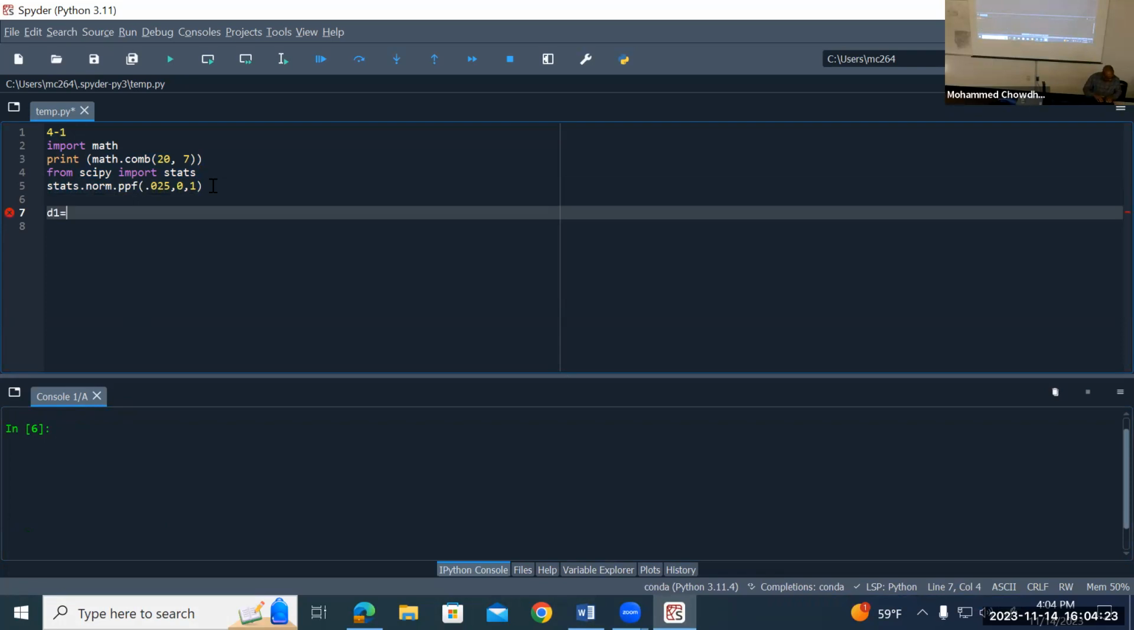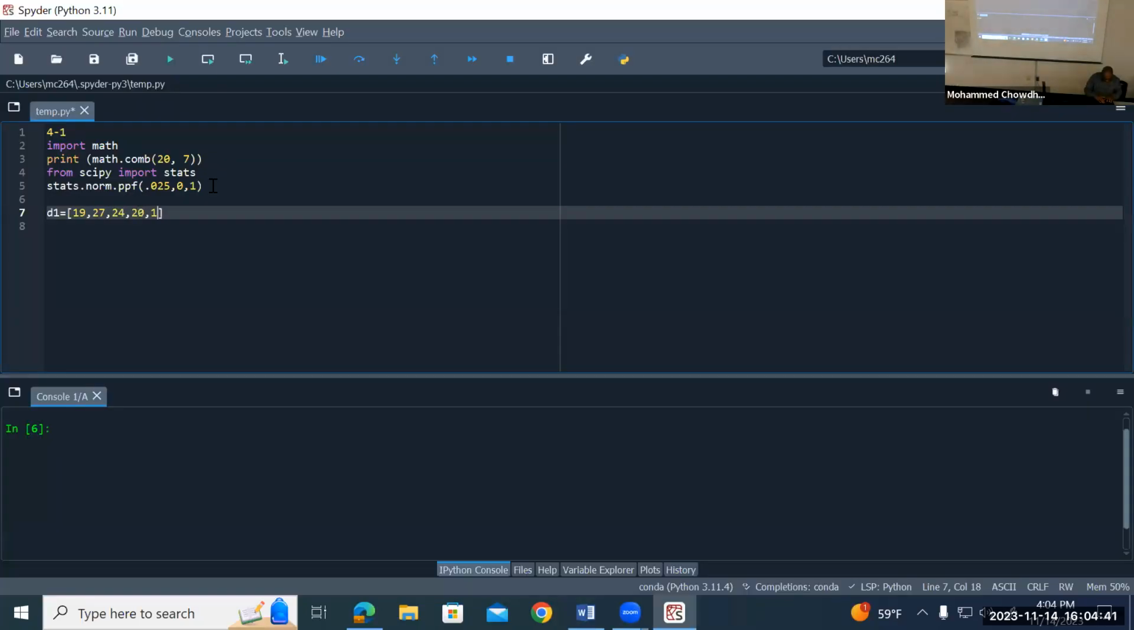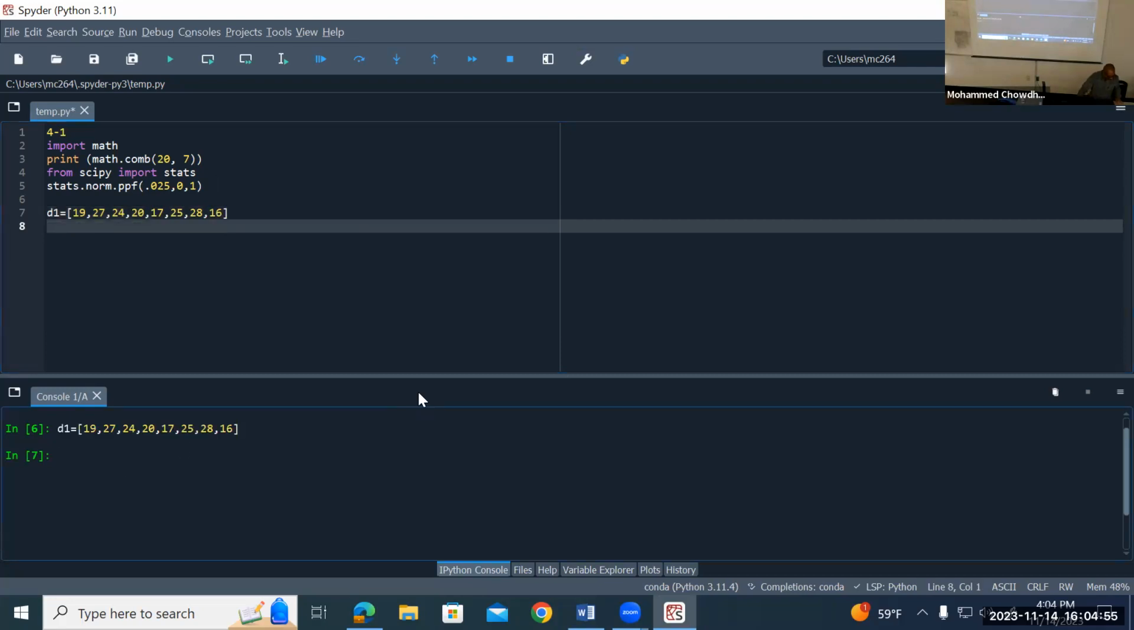D1 equal to 19, 27, 24, 20, 17, 25, 28, 16. This is the data we had. Now let me find D1 dot mean. D1 dot mean is not giving us... let me see, D1 dot average.